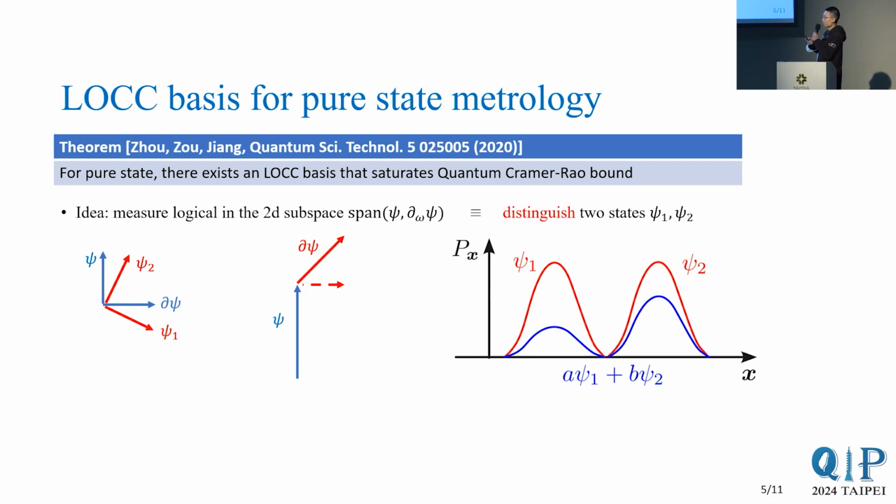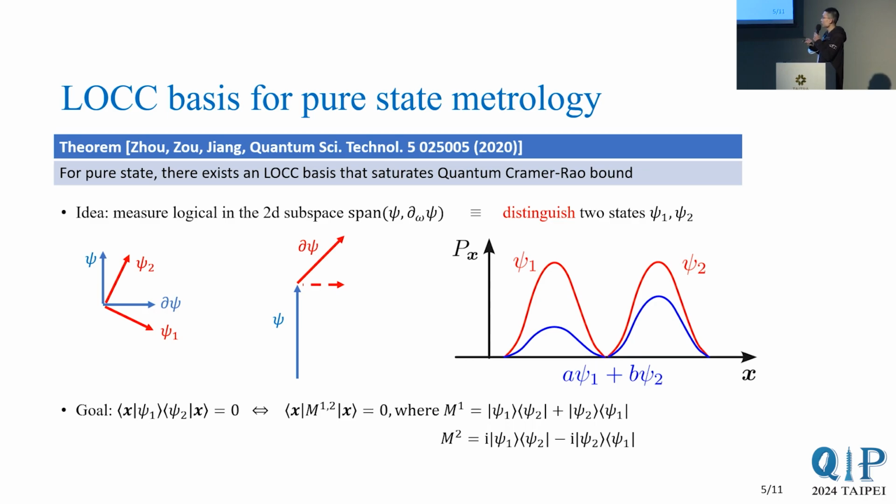So the idea is that for metrology, you are basically measuring a logical qubit in the 2D subspace spanned by psi and d omega psi. And I claim this task is equivalent to another task which may be easier to think about. It is to distinguish two orthogonal states, psi1 and psi2, still in this 2D subspace. Why? Because if you have a measurement such that psi1 and psi2 have non-overlapping support on the measurement outcomes, then for any superposition, you can tell what's the weight on psi1 or psi2.